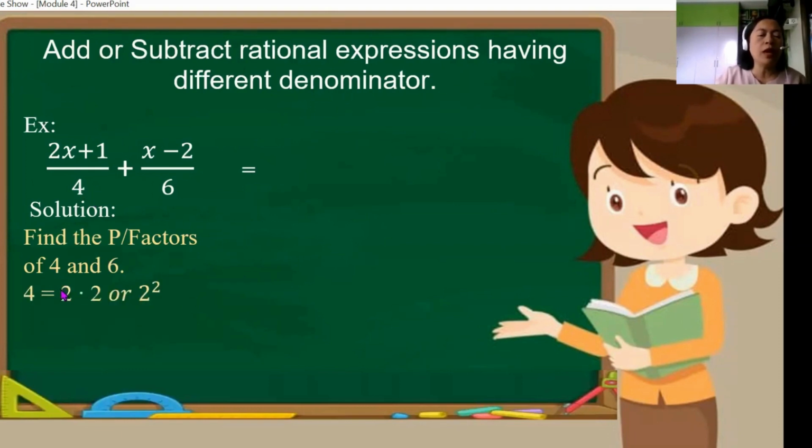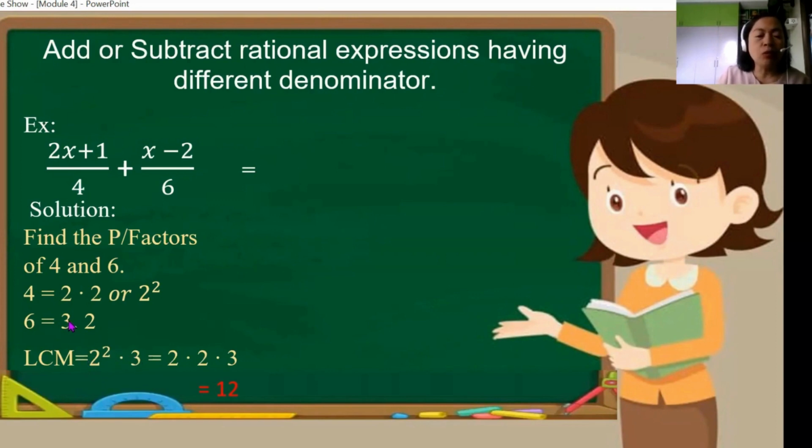Step-by-step na solution. Hanapin natin yung prime factor ng 4. That is 2 times 2 or 2 squared. Okay? And then, ano naman yung prime factor ng 6? That is 3 times 2. Okay? Ngayon, isulat natin yung lowest common denominator o LCM. Parehas din lang yon. Lowest common denominator or lowest common multiple. Okay? So, hanapin natin ngayon yung mga factors dito sa prime, at pagmumultiplyin natin yan lahat.